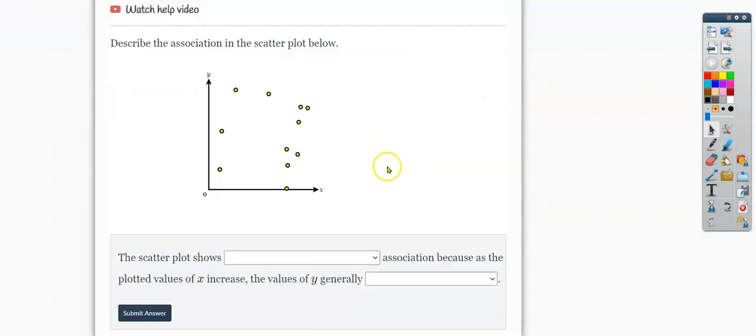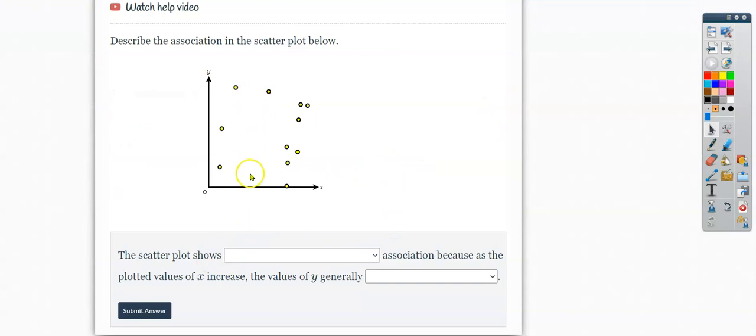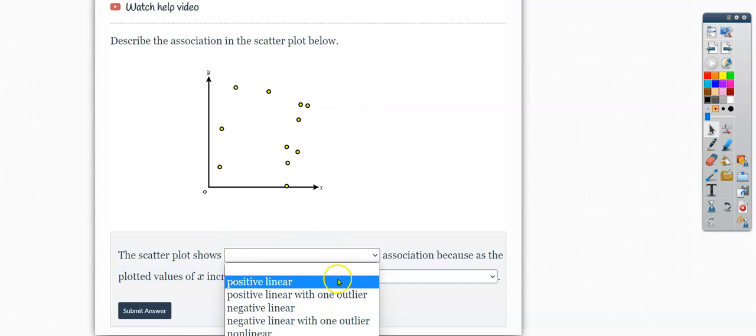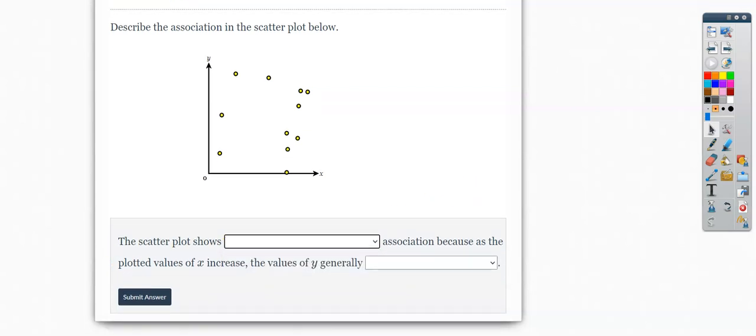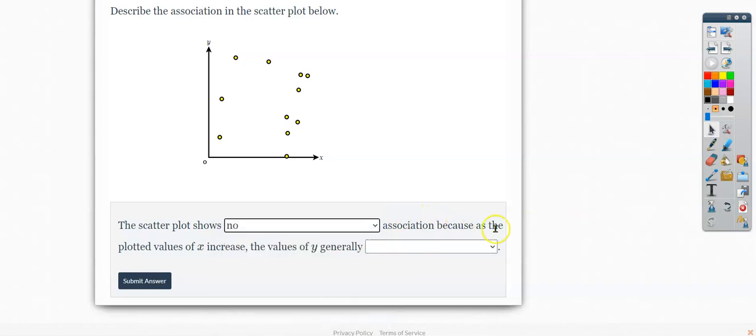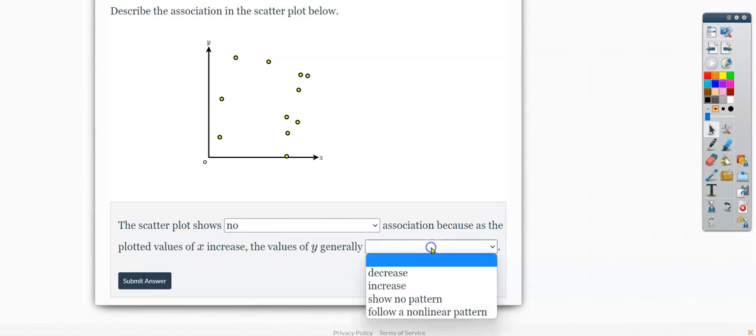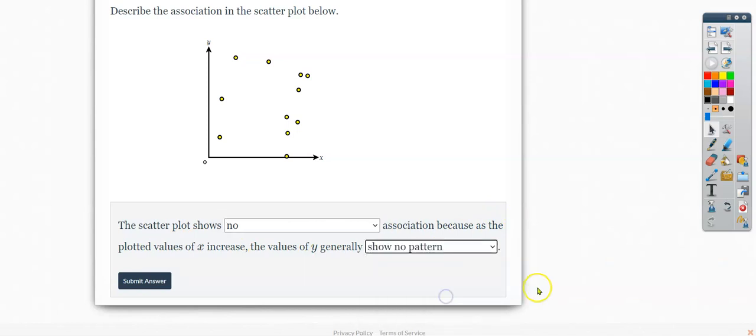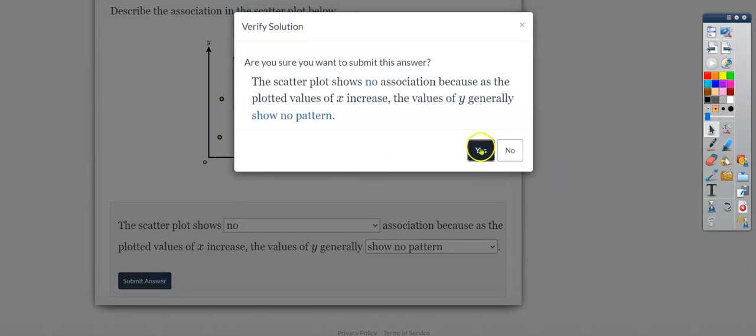Association, scatter plots. These are pretty simple. We haven't done them in a while, but these points are scattered all over the place. So I'm going to say that has no association, because as the plotted values of x increase, the y values show no pattern. So it has no correlation.